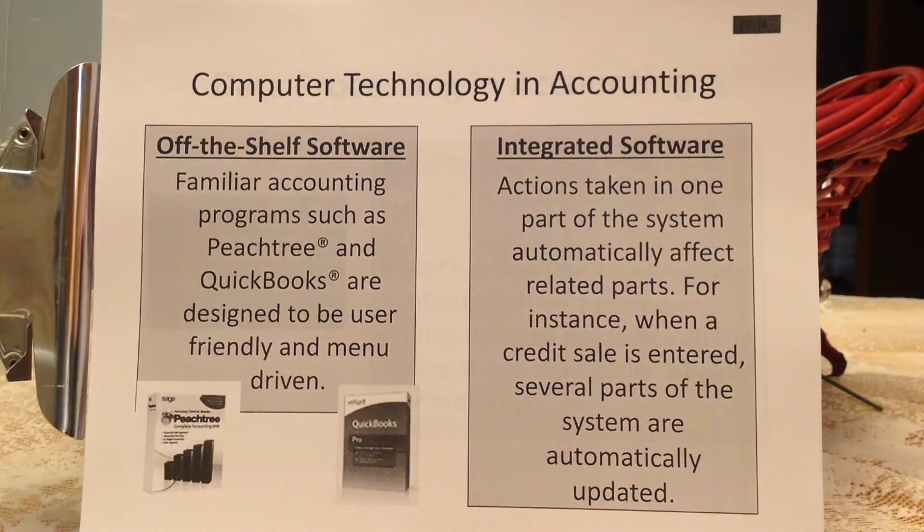Integrated software: actions taken in one part of the system automatically affect related parts. For instance, when a credit sale is entered, several parts of the system are automatically updated. What that's talking about is if you're using one of these off-the-shelf software packages and you enter a sale, it automatically records that sale in the accounts receivable subsidiary ledger. It also posts to the general ledger control account, and it also reduces your inventory and increases your cost of goods sold. Everything is done automatically, so you don't have to think about it.